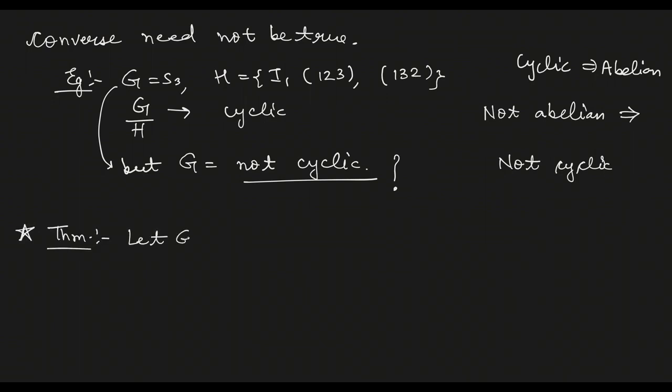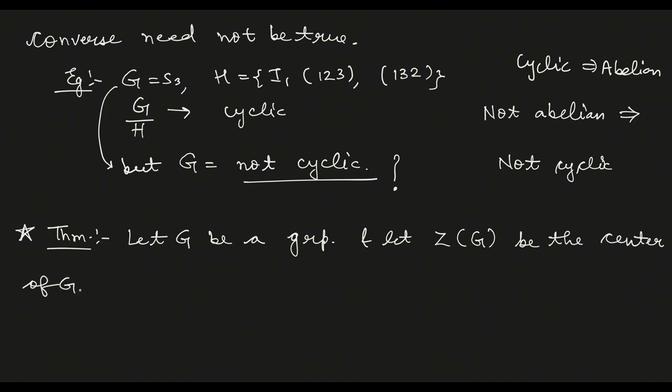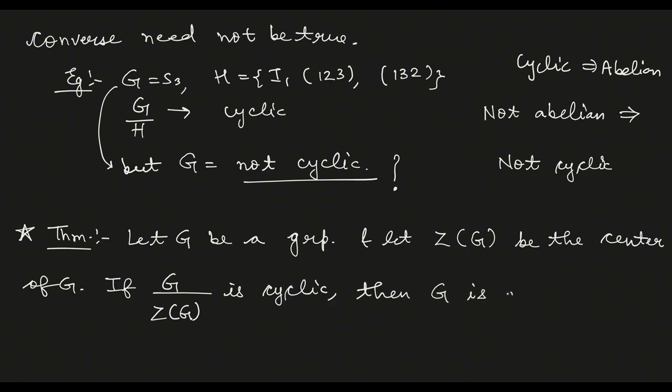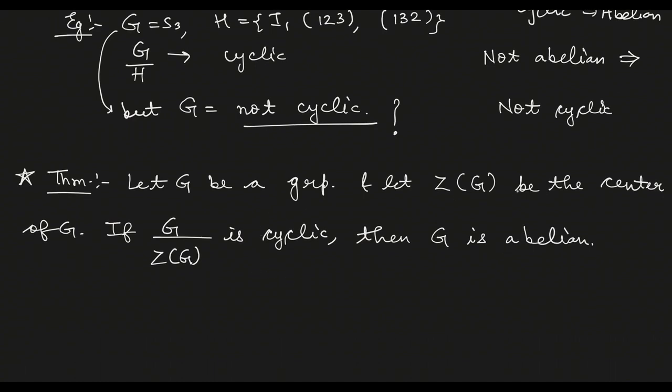Let G be a group and let Z(G) be the center of G. If G by Z(G) is cyclic, then G is abelian. Proof: G is a group, Z(G) is the center of G, and G by Z(G) is cyclic. Cyclic implies abelian, so G by Z(G) is abelian.